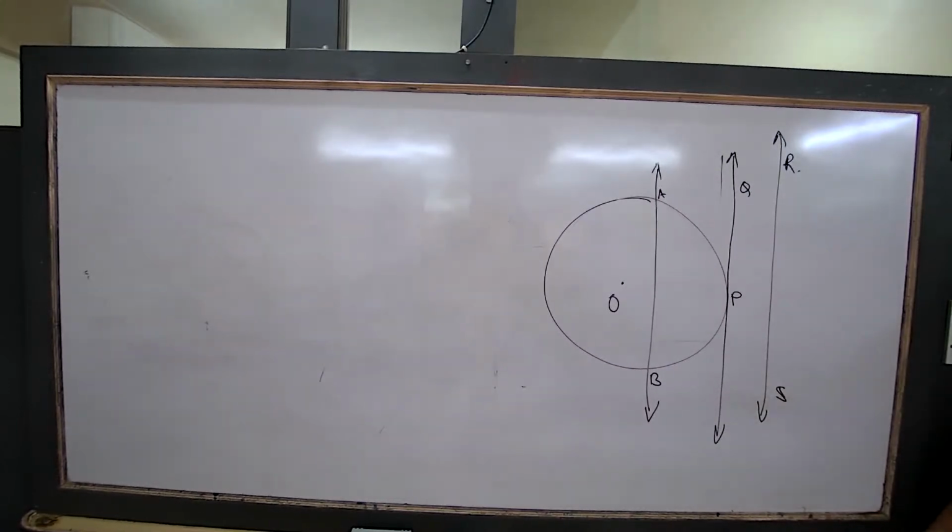Next, the number of tangents from a point on the circle. Case 1: there is no tangent to a circle passing through a point lying inside the circle. Are you followed, all of you? If a point is inside the circle, the number of tangents is 0.